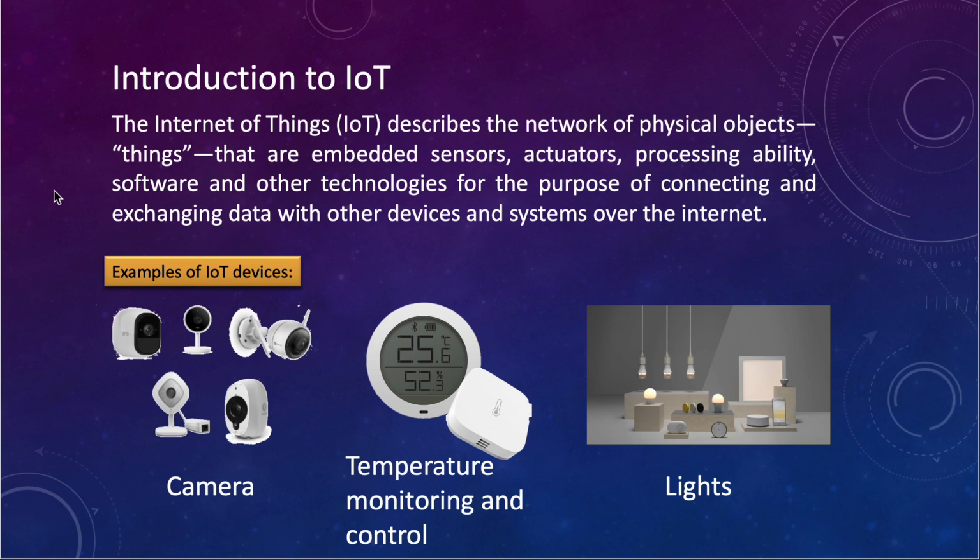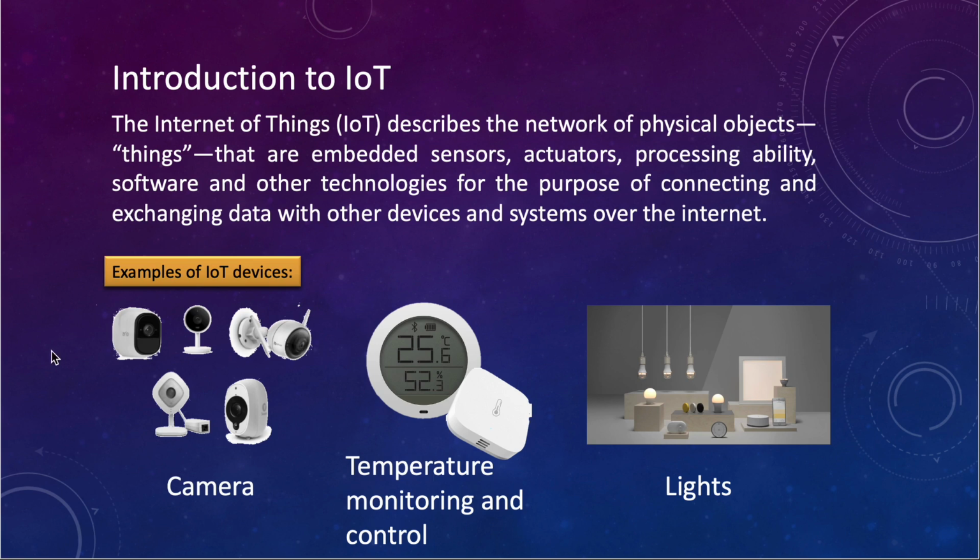Internet of Things, or IoT, describes the network of physical objects or things that are embedded with sensors, actuators, processing ability, software, and other technologies for the purpose of connecting and exchanging data with other devices and systems over the internet. So we got an introduction to IoT. What is IoT? What are IoT devices? We went through examples of IoT devices.